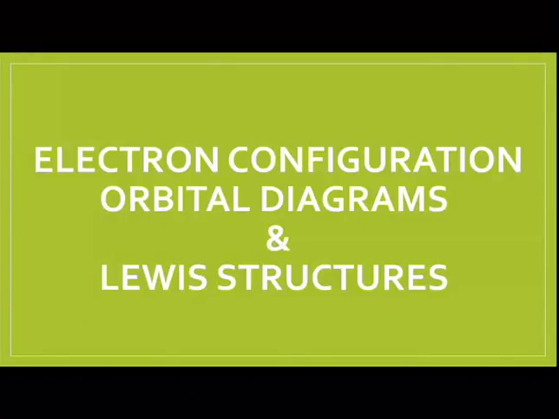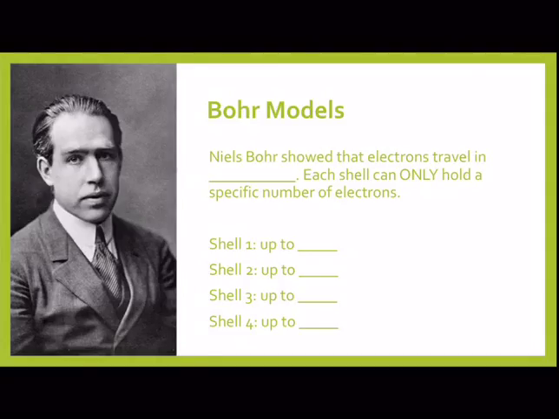Today we're going to be talking about electron configuration, orbital diagrams, and Lewis structures. But first, Bohr models. Bohr showed that electrons travel in shells, and each shell can only hold a specific number of electrons. So shell 1 can hold up to 2 electrons, shell 2 holds 8 electrons, shell 3 can hold 18 electrons, and shell 4 can hold 34 electrons.